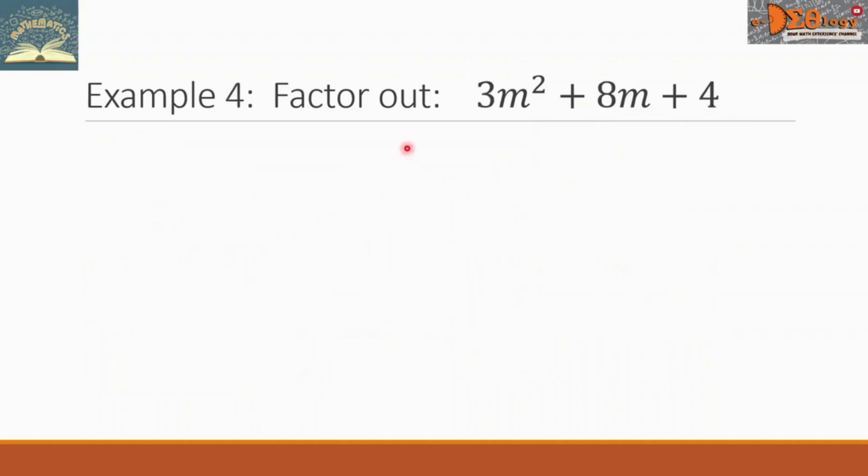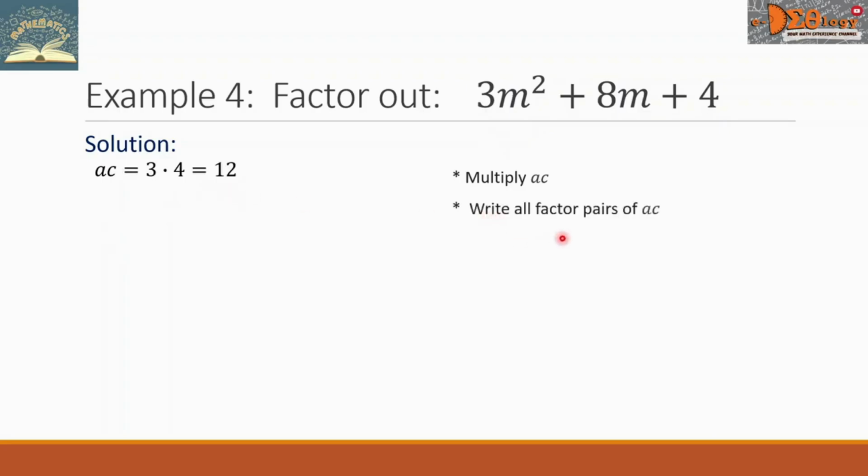Example 4. Factor out 3m squared plus 8m plus 4. Let's multiply AC. A is 3, C is 4. So AC is 3 times 4 and the product is 12. Let us write all factor pairs of 12.